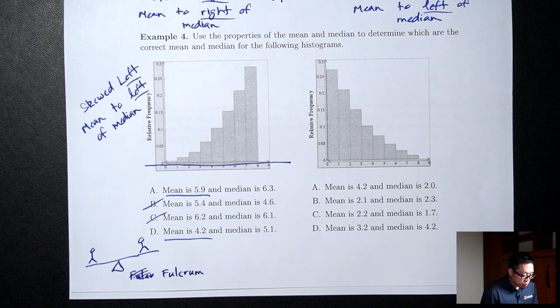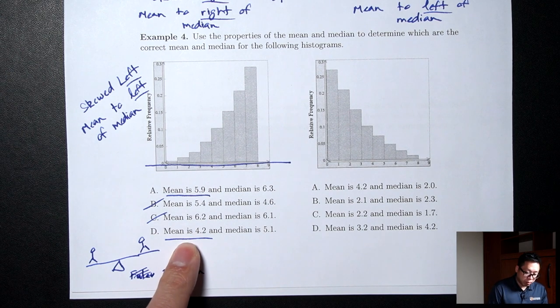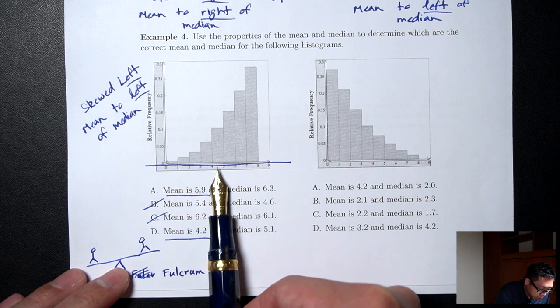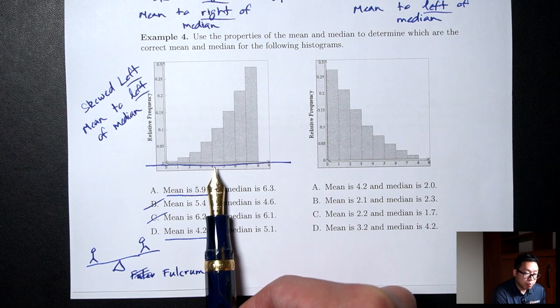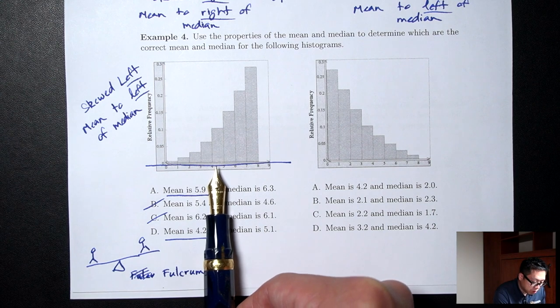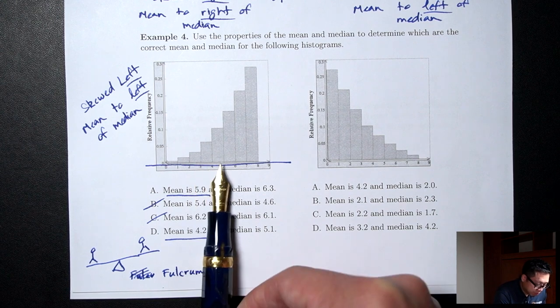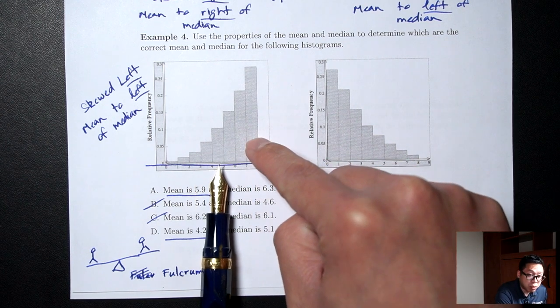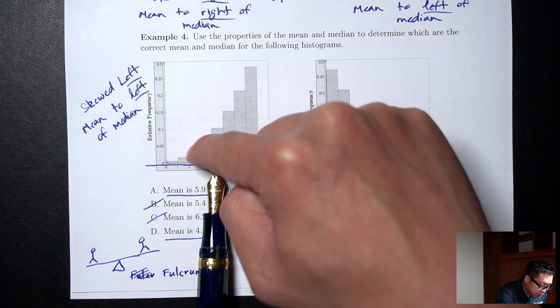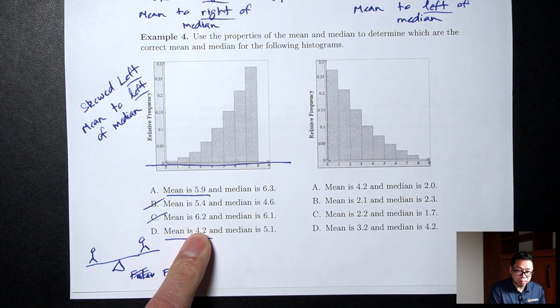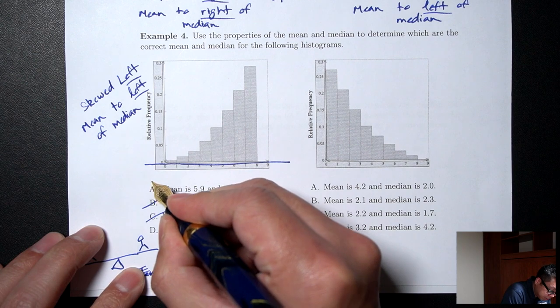Okay. Let's try this 4.2. So mean 4.2. If I place the fulcrum at 4.2, here's 0, 1, 2, 3, 4.2 will be right here. Would this thing tip over, or would it be balanced? If I put the fulcrum at 4.2, it would definitely tip over, right? Because I have like 1, 2, 3 big bars on the right side. And on the left side, I have 1, 2, 3, 4, but they're all small bars. So it would definitely tip over on the right side, which means 4.2 is no good.